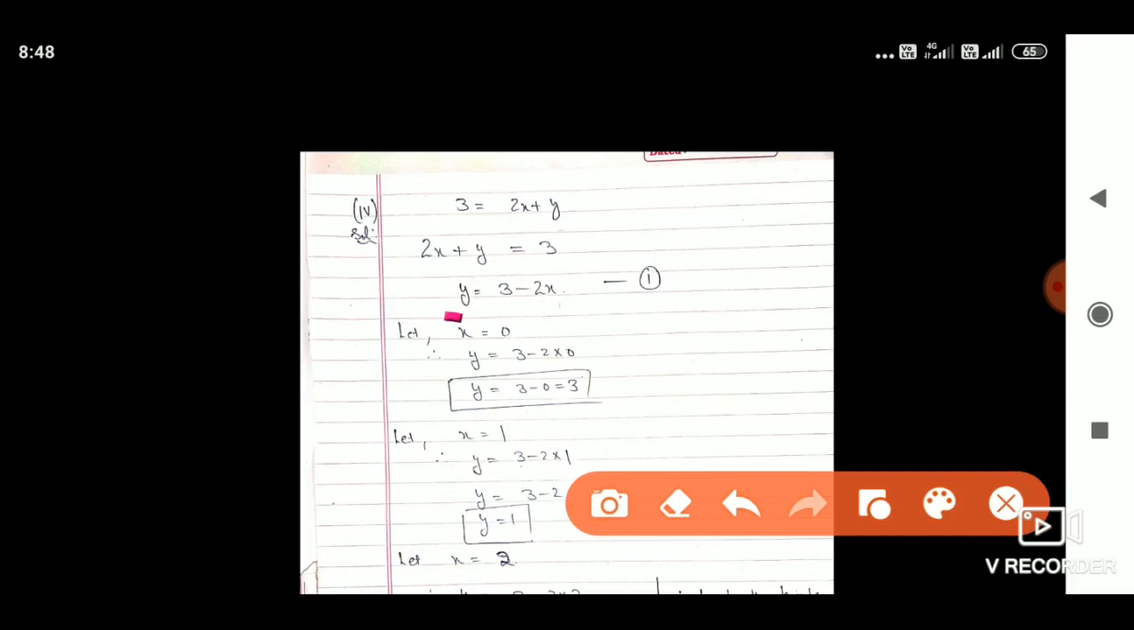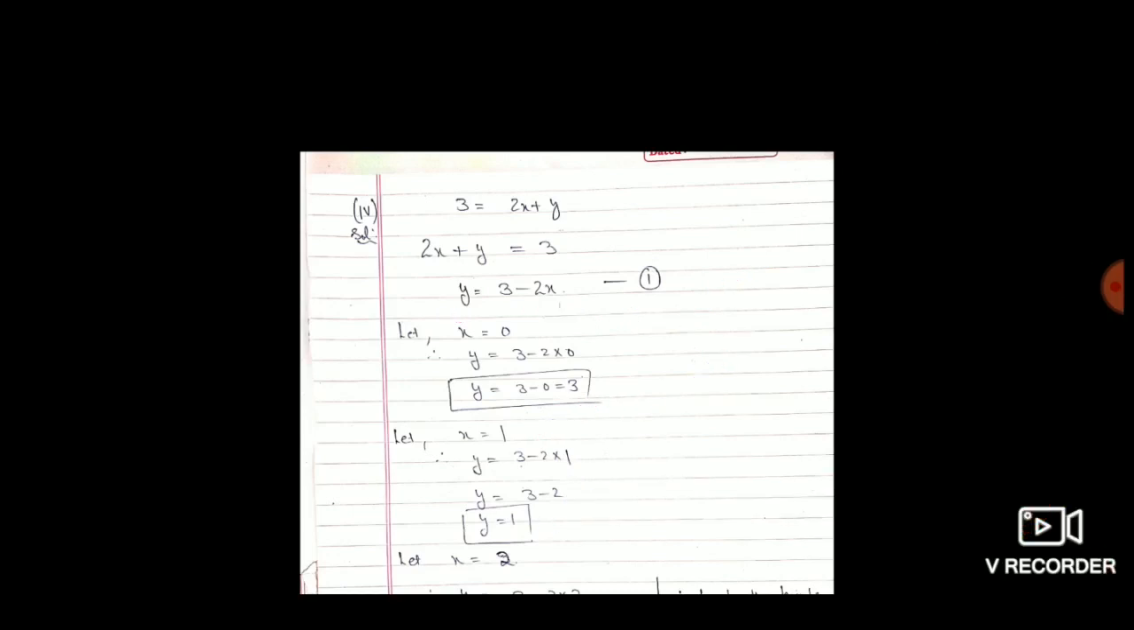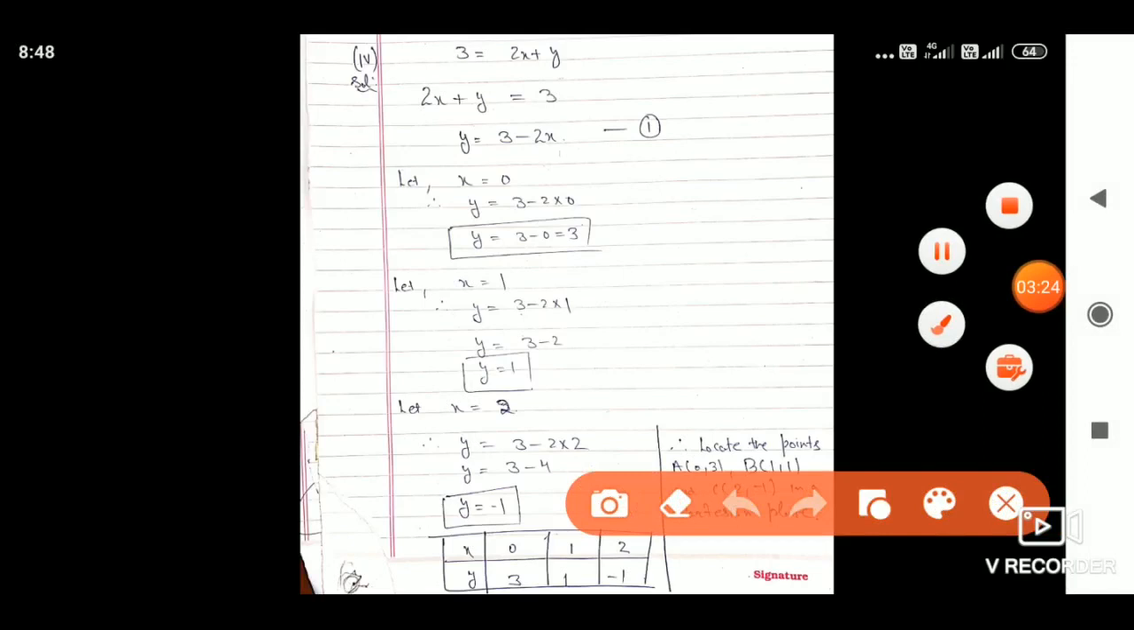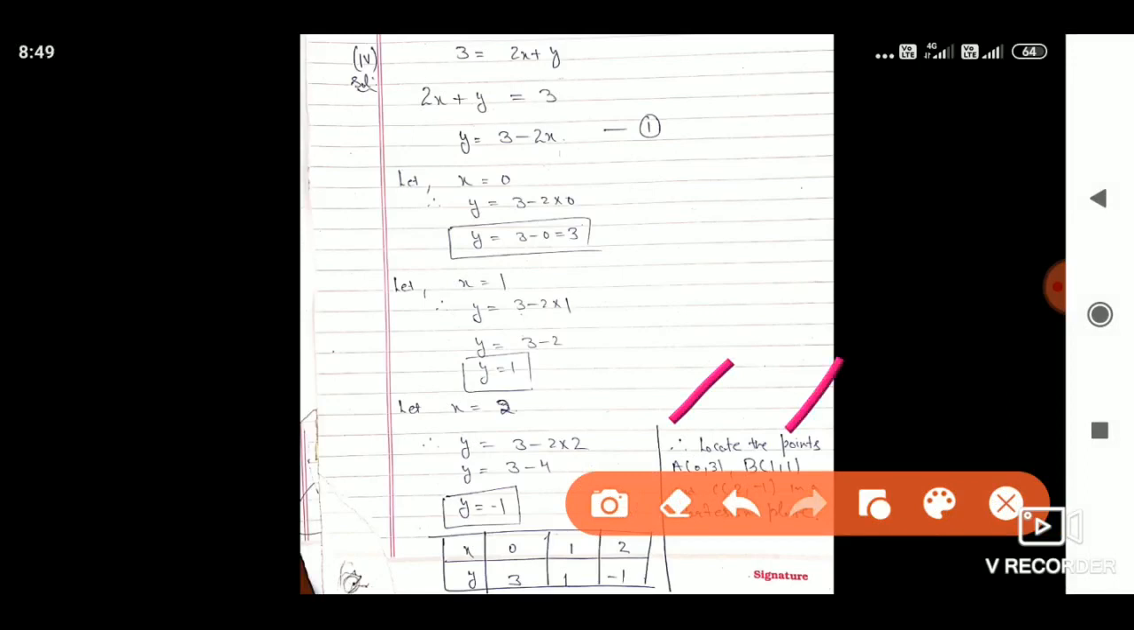Now on the right side the variable is x. So substitute the value of the variable. First of all, substitute the value of x is equal to 0, we get y is 3. When we put x is equal to 1, we get y is equal to 1, and when we substitute x is equal to 2, we get y is equal to minus 1. So these are the 3 points. First is 0 comma 3, that is point A. Second is 1 comma 1, this is point B, and third is 2 comma minus 1, that is point C.